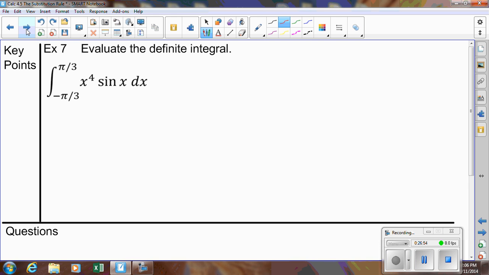Okay, let's consider this integral. What type of substitution do you think you would like to try?